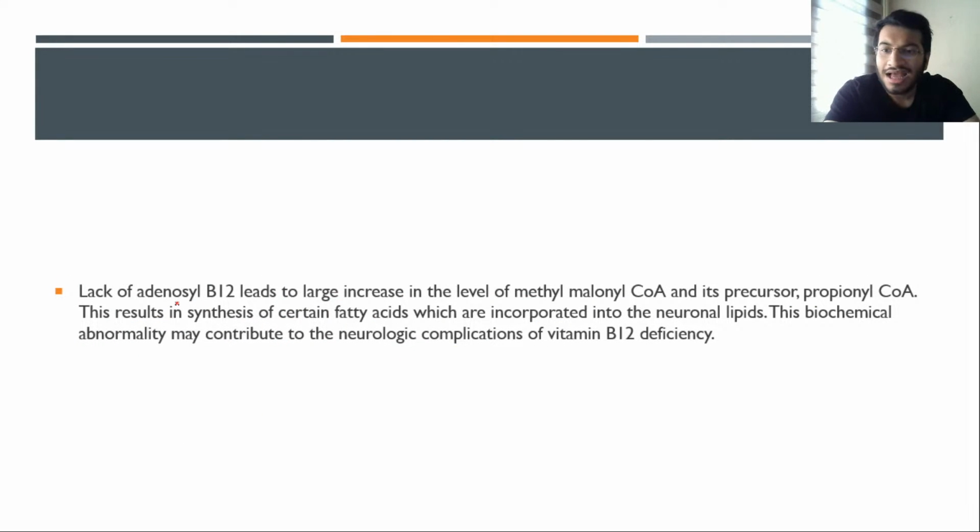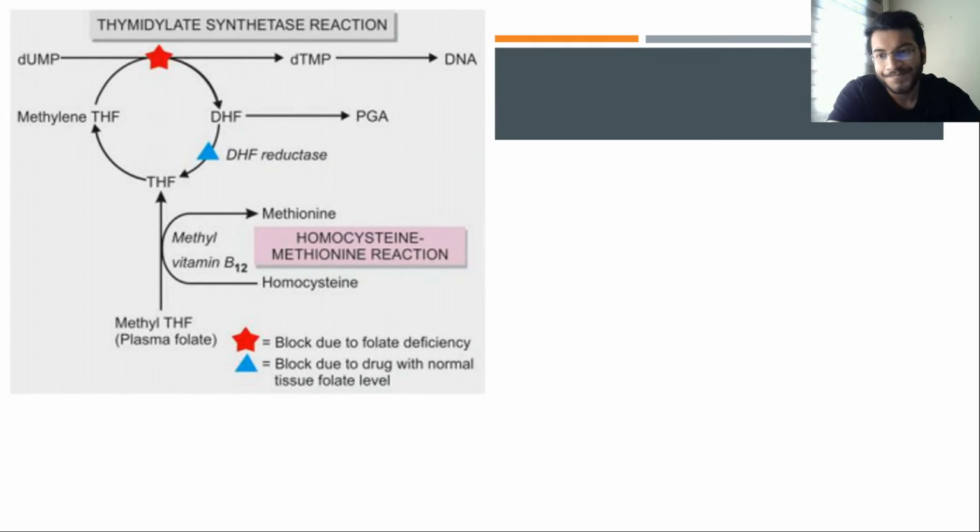Then lack of the adenosyl B12 leads to a large increase in the level of the methyl malonyl CoA and its precursor propionyl CoA. This results in the synthesis of certain fatty acids and the neuronal lipids that forms the myelin. और अगर ये deficient हो गया, abnormal हो गया, then myelin will be not formed and neurological symptoms will come.